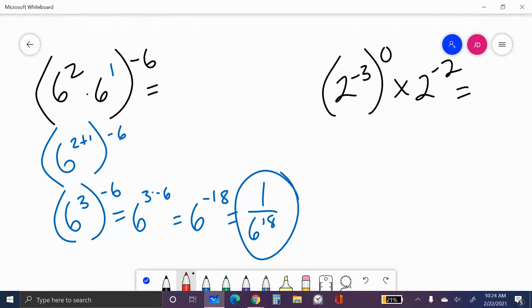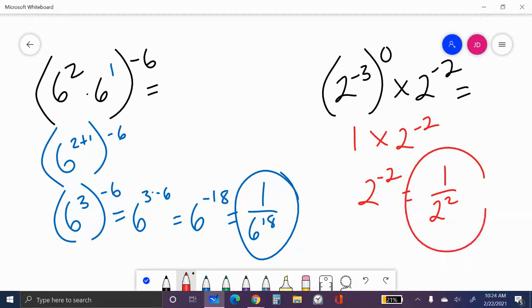All right. The next one, again, anything to the 0 power is 1, times 2 to the negative 2. This is a simple one. So we have 1 times 2 to the negative 2, which is 2 to the negative 2, which is 1 over 2 to the second. There's my simplified answer.